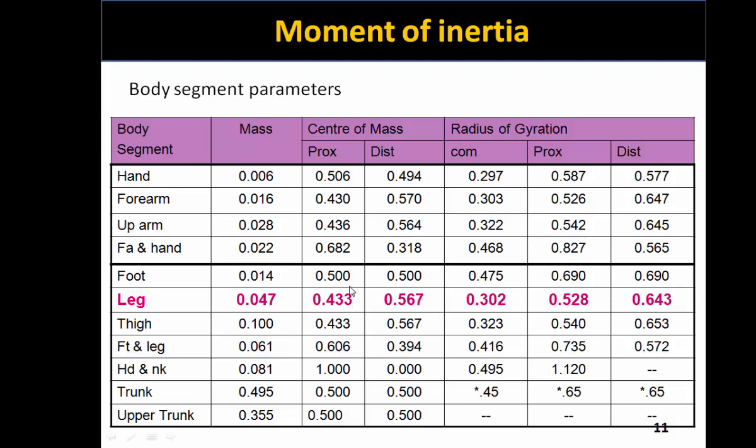So we're going to need this number here, 0.433, to estimate the center of mass location from the knee joint. We're going to need the 0.302 as the value for the radius of gyration about the center of mass, assuming rotation about the center of mass. And we're going to need the number 0.528 if we wish to consider rotation about the knee joint from the proximal end.